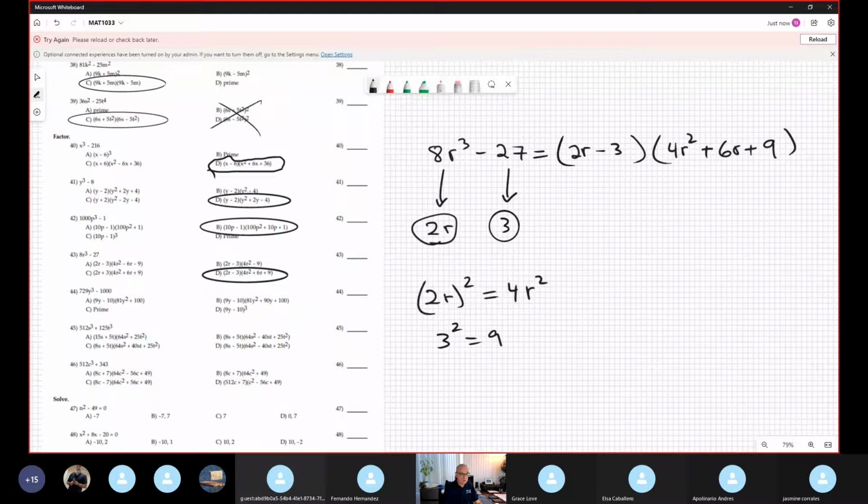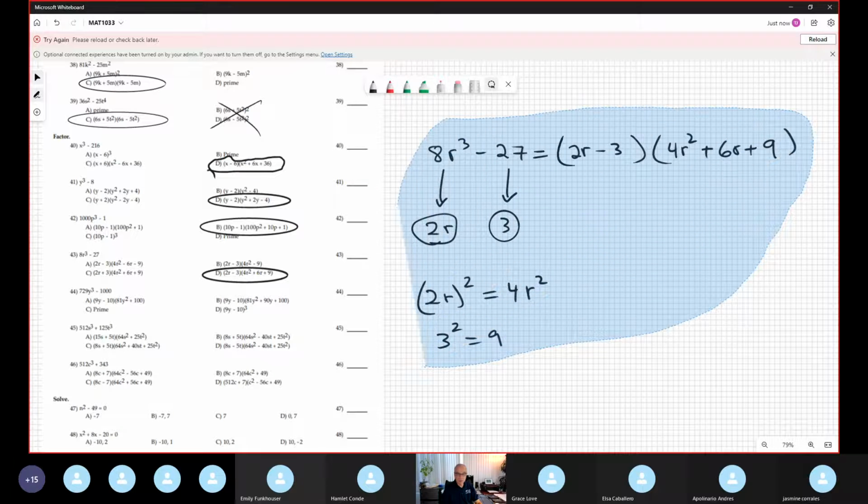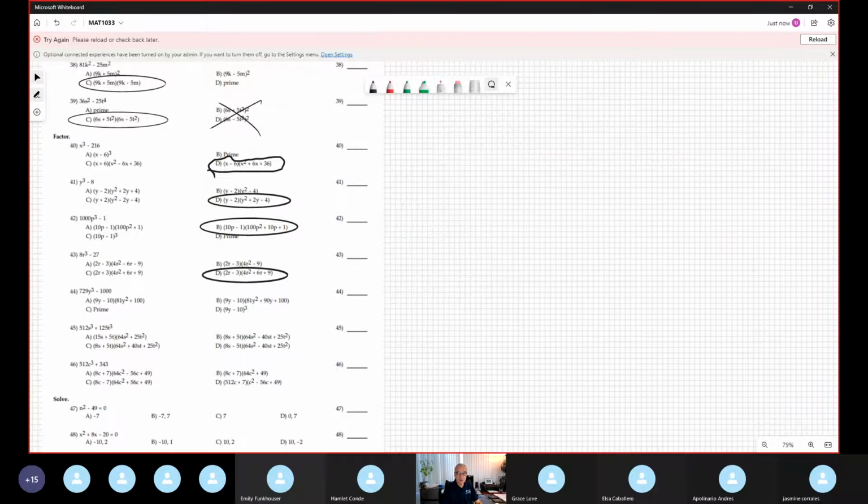So these, 44, 45, 46, look horrible. But no, because I recommend you use your own calculator. Let's do it. This is a big 729y cubed minus 1000. I know that the cubic root of 1000 is 10. I did that before. And the cubic root of 729, I have no idea.